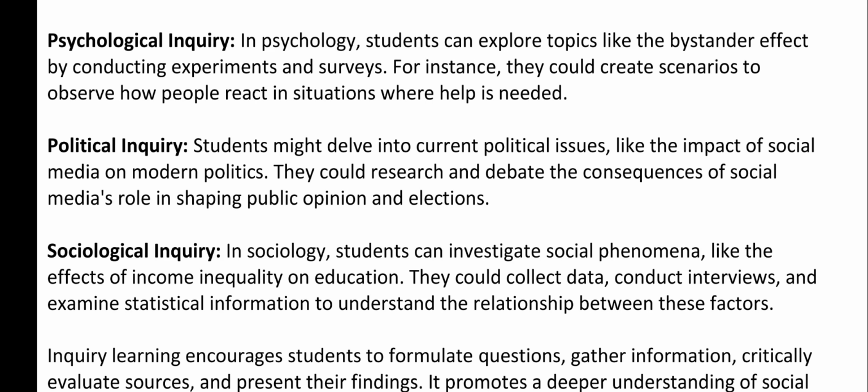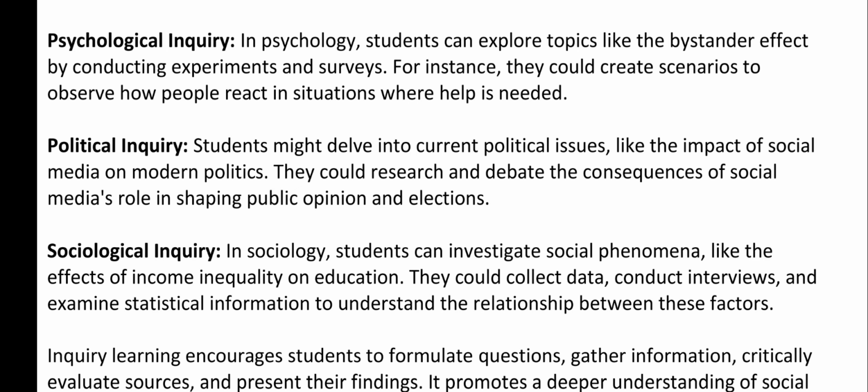Now, political inquiry. Students might delve into current political issues like the impact of social media on modern politics. They could research and debate the consequences of social media's role in shaping public opinion in elections. So students might delve into different types of political issues, like the impact of social media on politics, or the impact of YouTube on politics, the impact of the news channels and the newspapers on politics and the political parties. So all these areas or domains can be researched by the learners.